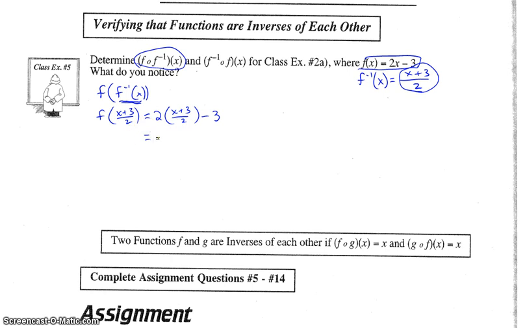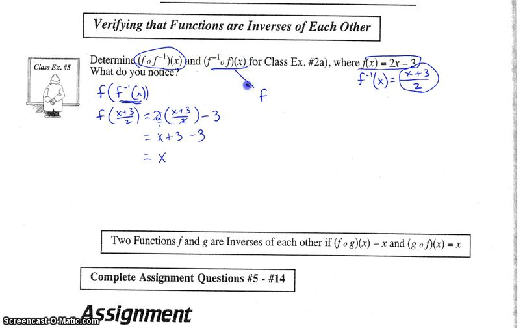Now we're going to simplify this. When we multiply 2 times (x + 3)/2, 2 is like 2 over 1, and these 2's would divide: 1's on top, 1's on the bottom, 2 divided by 2 is 1. So then we're down to just x plus 3, and we still have our minus 3. x plus 3 minus 3 is going to be just x. Interesting.